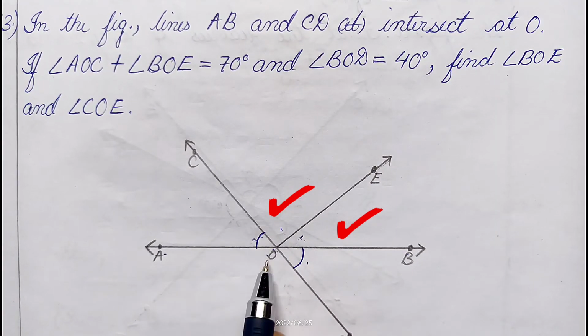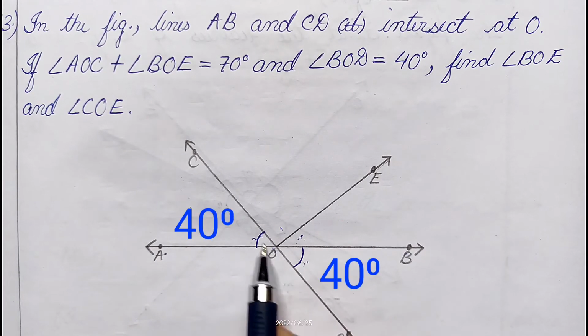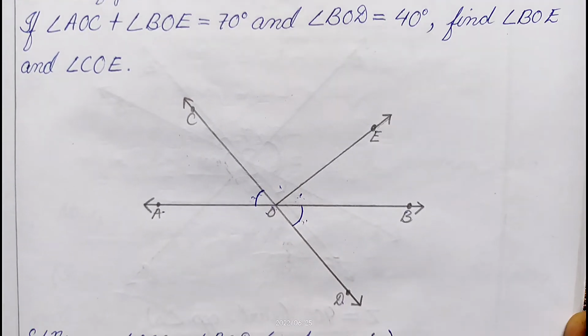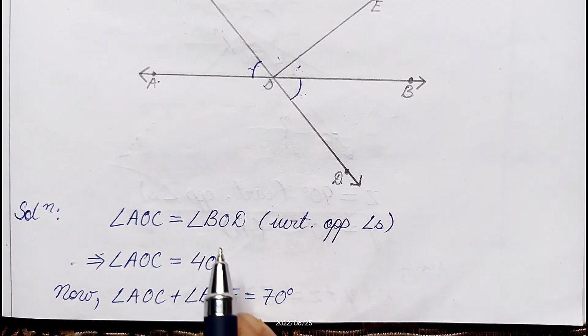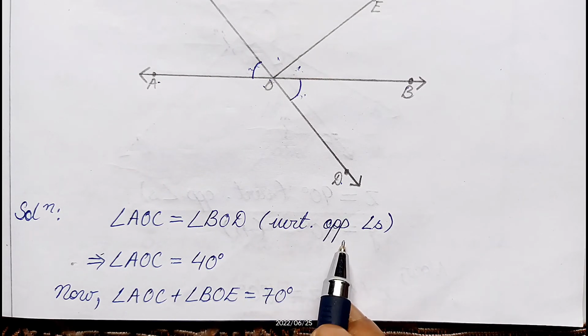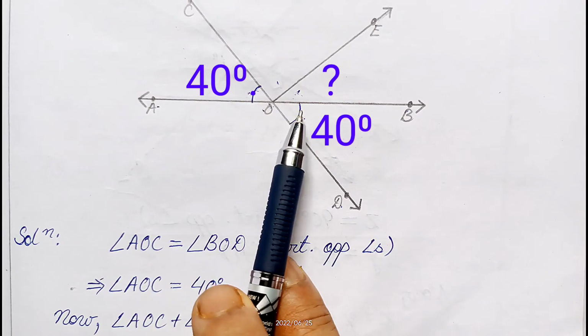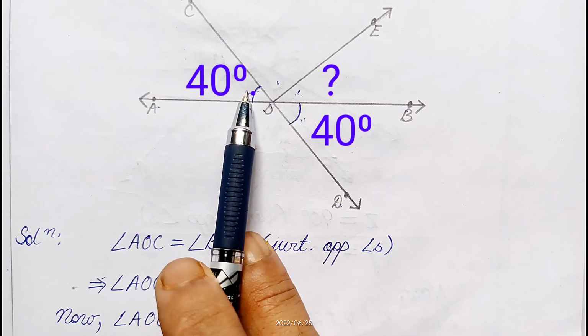Here angle AOC and angle BOD are vertically opposite angles. So since this is 40 degree, this also will be 40 degree. So we can write angle AOC equals BOD, vertically opposite angles. Angle BOD is 40 degree, therefore angle AOC is also 40 degree.